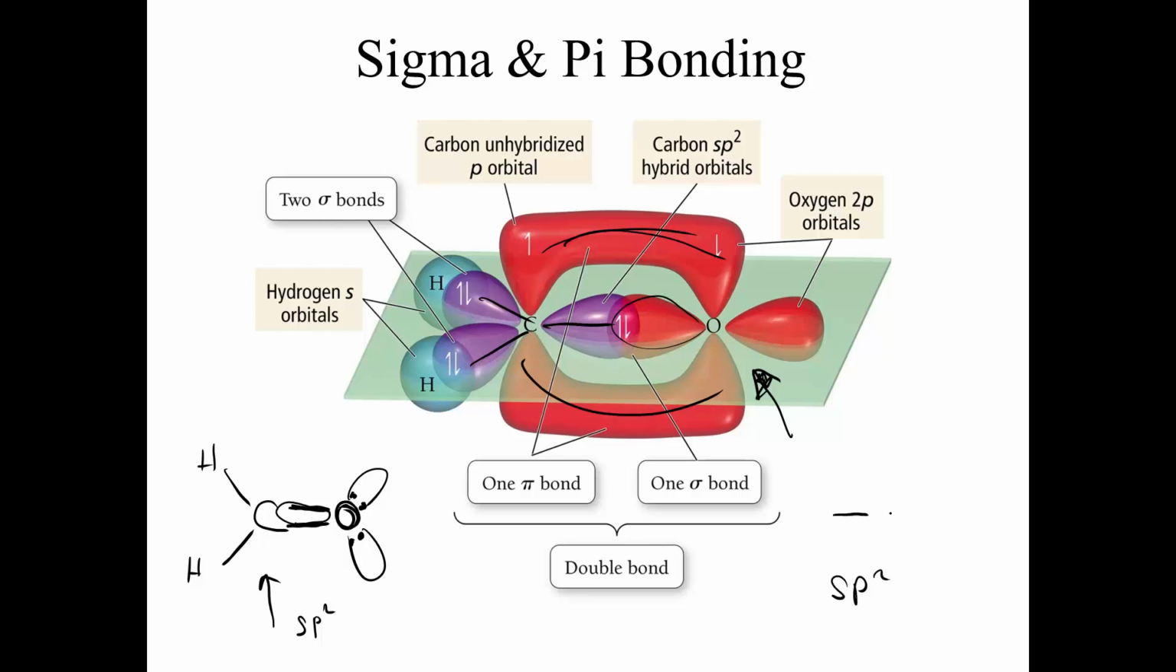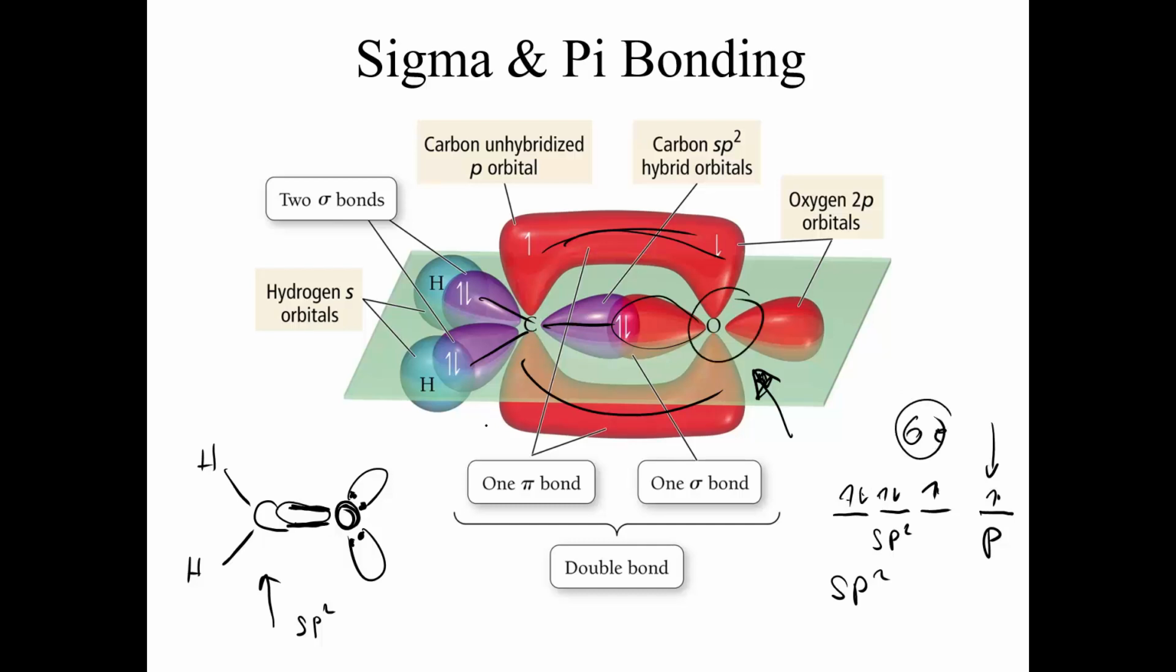And so you have 1, 2, 3. It's sp2. It has one sigma bond and it has 2 lone pairs in the other 2, right? So it has 2 lone pairs and it only makes 1 sigma bond. And then it still has that unhybridized p orbital. And that's where the pi bond is, right? So you have 1, 2, 3, 4, 5, 6 electrons, which is what you expect for oxygen.